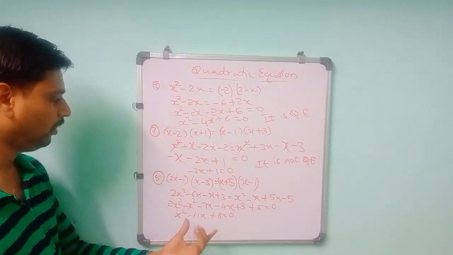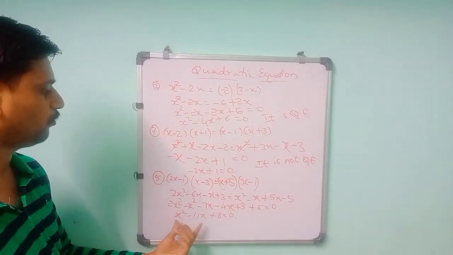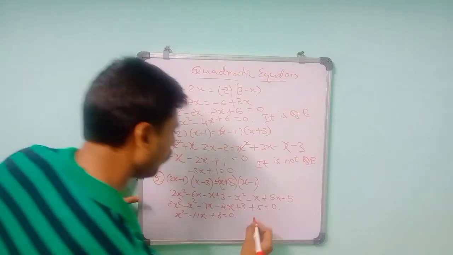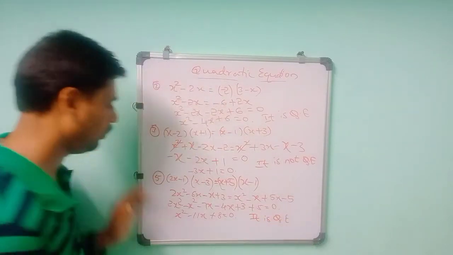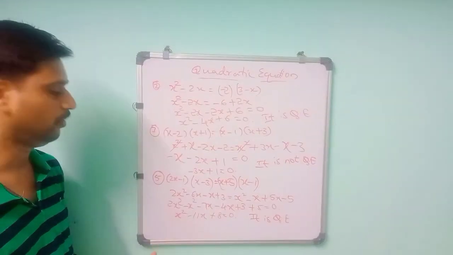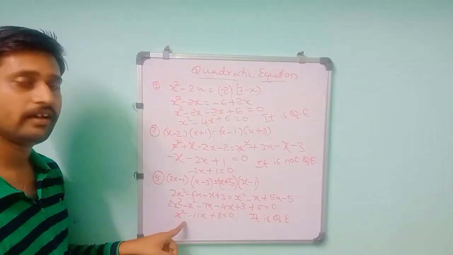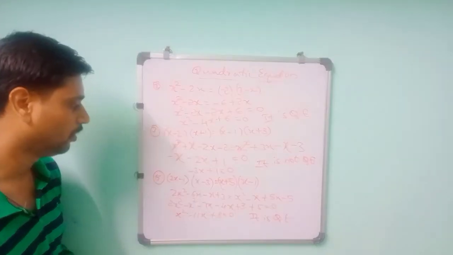So as you see, x square minus 11x plus 8 is in the form of ax square plus bx plus c. So it is a quadratic equation. It should contain the degree of 2. Even if it does not contain the degree of 1, it is a quadratic equation. It should contain at least degree of 2. Then only it is a quadratic equation.